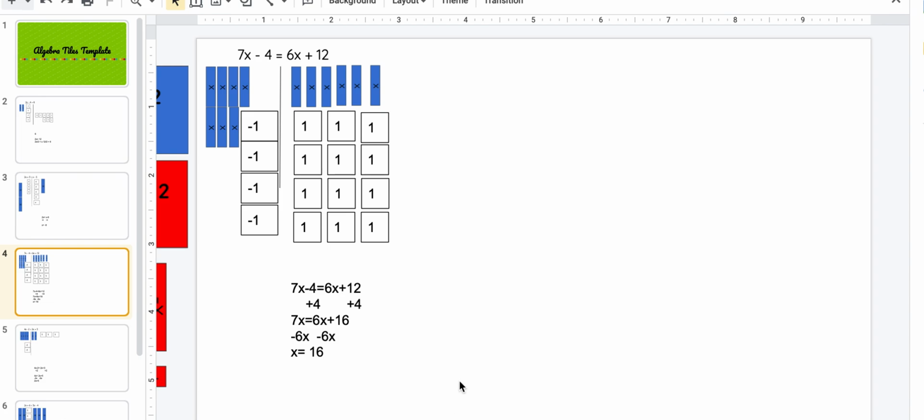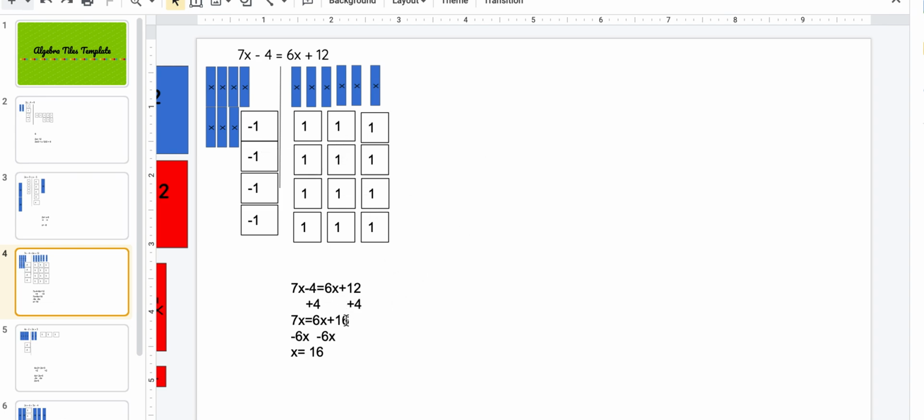Okay, and for this one, it's 7x minus 4 equals 6x plus 12. Here are the 7x's, here are the 4, here are the 6x's, and here are the 12. We have to add 4 to this side to zero these out, and if we do it to one side, we have to do it to both sides. So we add 4 to the other side, and that would give us 16. So imagine 4 more right here: 16 on this side and 0 on this side. So then we just have 7x equals 6x plus 16.